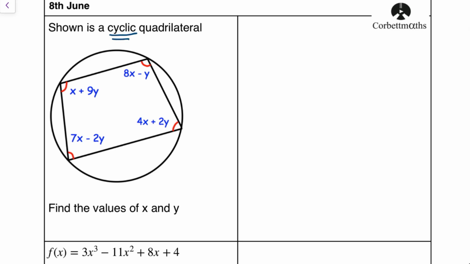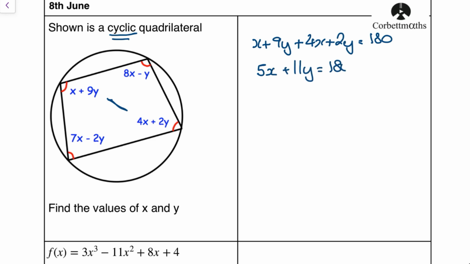So a keyword here is the word cyclic, because that means that I know opposite angles add to 180, which means I can set up two equations, two unknowns, solve them, and hopefully get to the right answers. So let's do that. Looking first of all at these opposite two here, I've got x plus 9y plus 4x plus 2y is equal to 180. Let's make this into one neater thing. So 5x plus 11y equals 180, and that is going to be my equation 1.